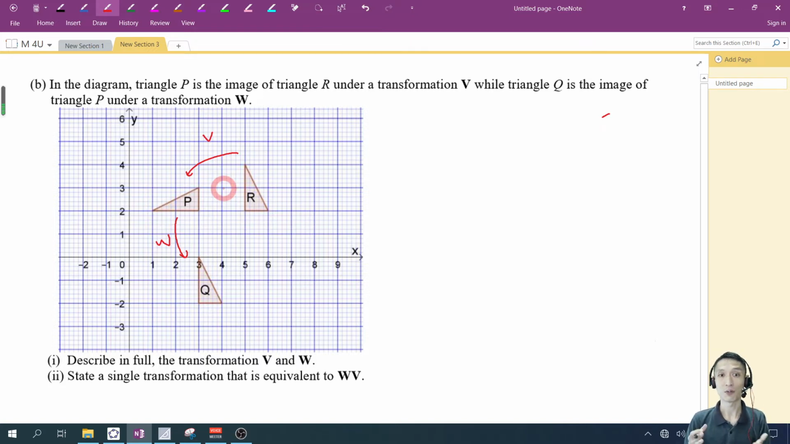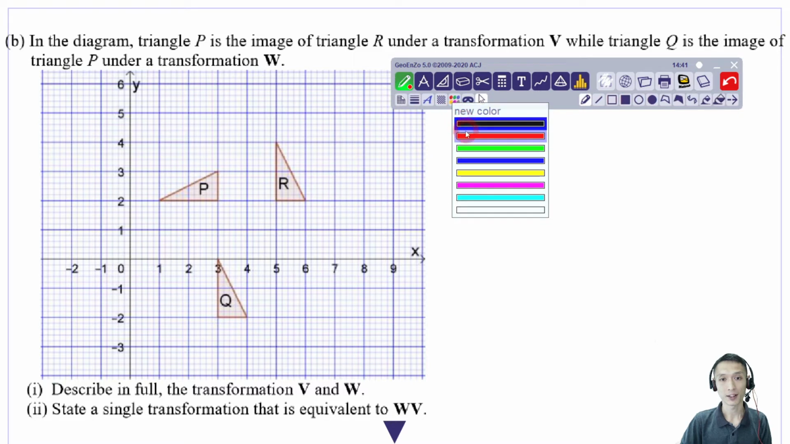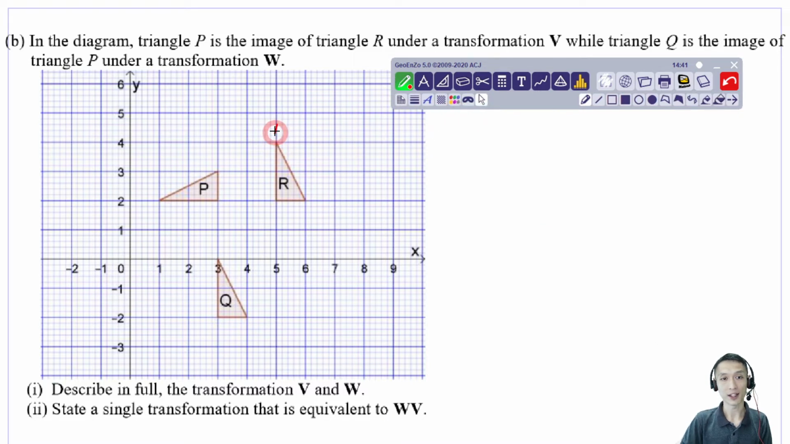Let's find out the center of rotation first. Before I start to determine the center of rotation, let me label all the vertices first, so it's easier for you to follow me. Let me label this one as A, B, and C. Here will be A prime, B prime, and C prime. This will be A double prime, B double prime, and C double prime. Let's determine the first transformation first, which is V.